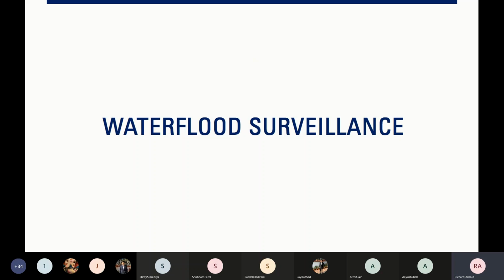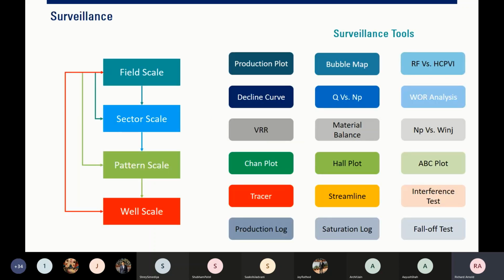In the last section, I will talk about water flood surveillance, or water flood diagnostics, or water flood performance analysis. It is a really important and interesting topic. As a student, you can also do research about the usage or application of each surveillance tool. You can do water flood surveillance at field scale, sector scale, pattern scale, and well scale, and you actually need to do surveillance at all of these scales.